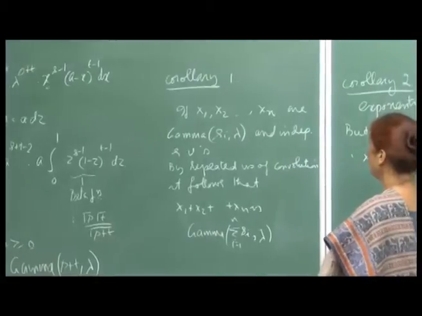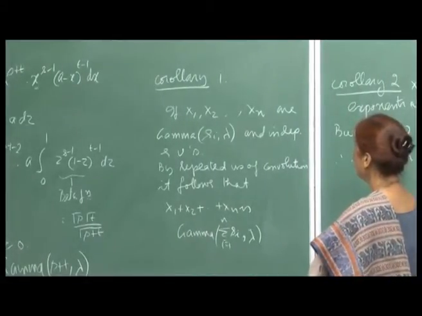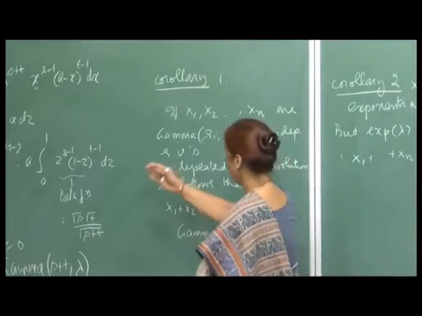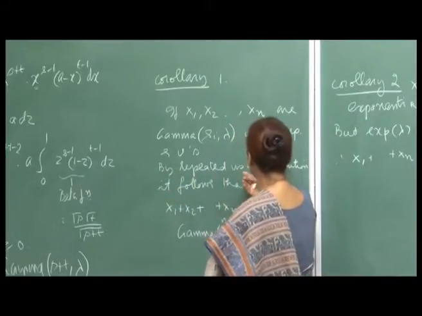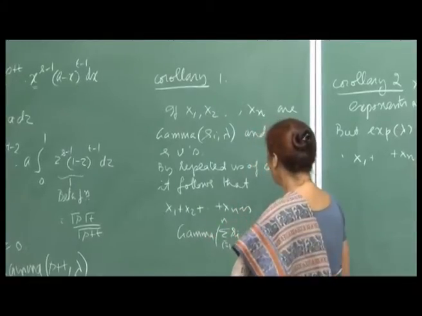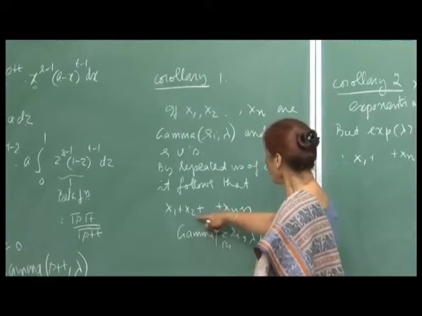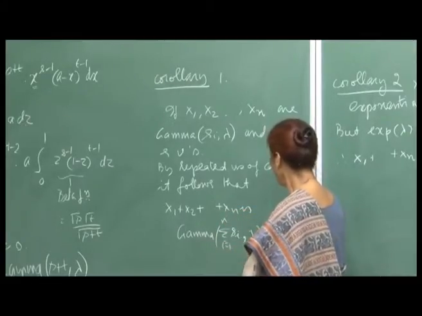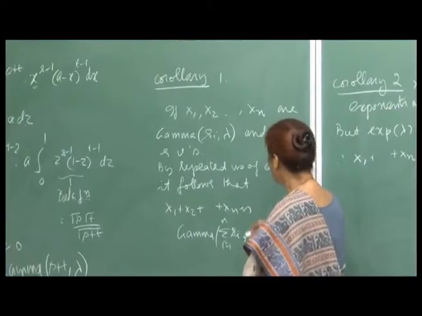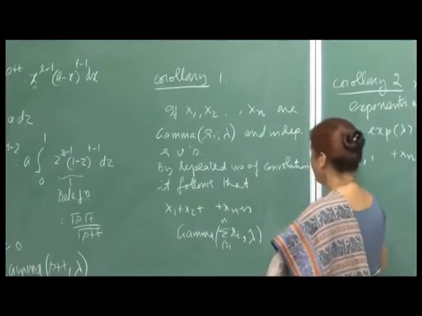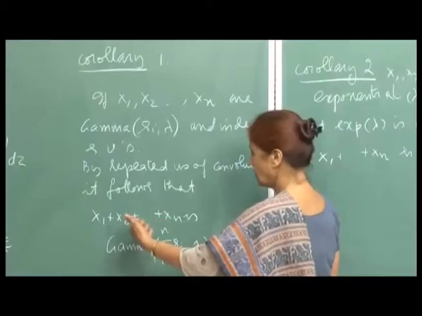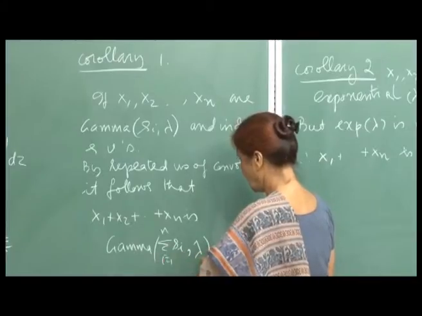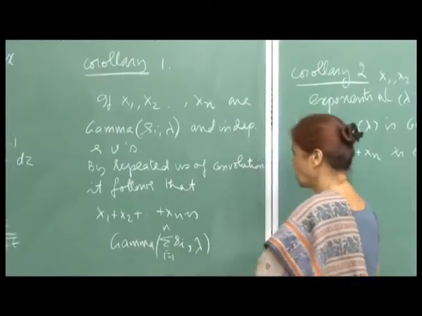So, corollary first is that if x 1, x 2, x n are gamma s i lambda and they are independent random variables, then by repeated use of convolution, as we did earlier, it follows that x 1 plus x 2 plus x n will be gamma sigma s i, i varying from 1 to n, comma lambda. Here, of course, this thing is immediate: you are adding, the distribution is not changing, it is just that the first parameter is changing. The second one, that is the common one, remains the same.